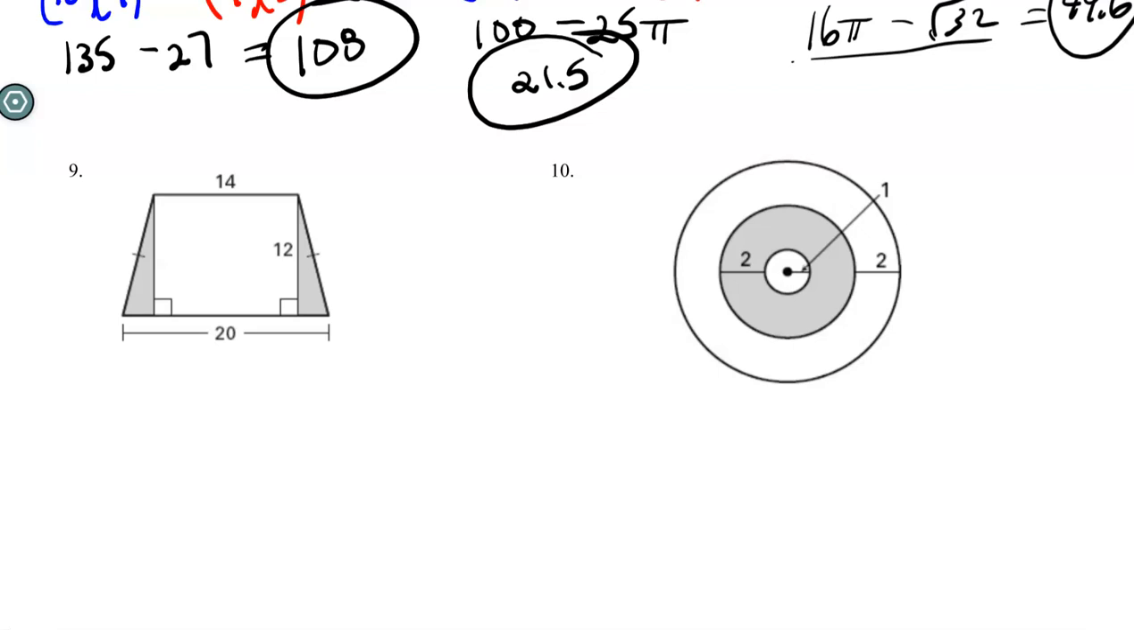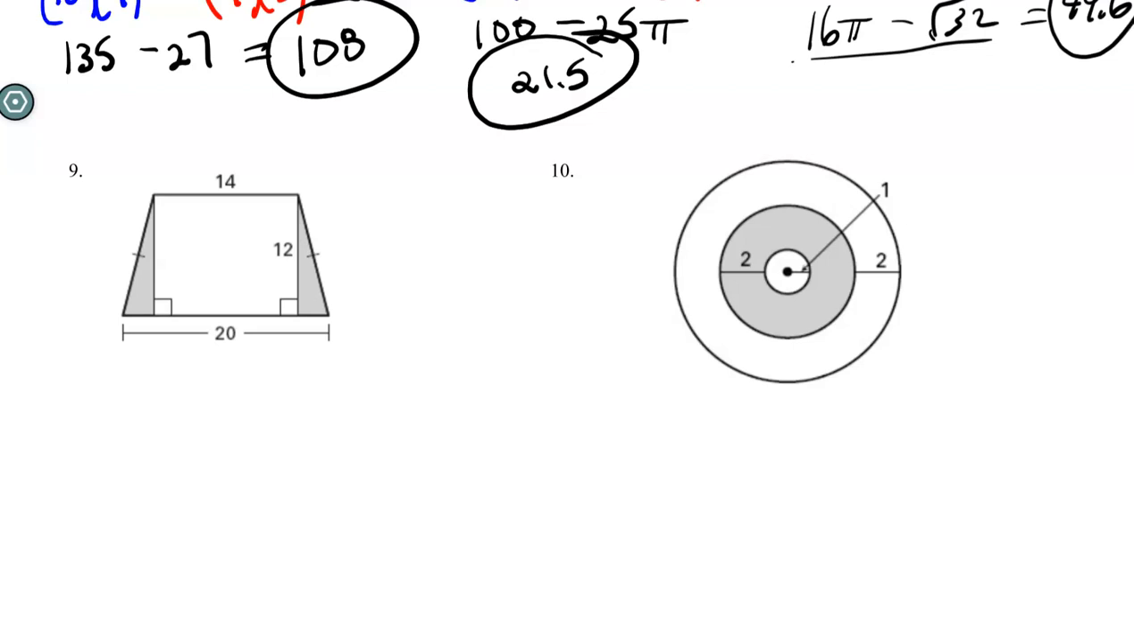All right, last two, number 9. Looking at my basic shapes here, I want those two triangles. Couple different ways we could go about that. We could just find the area of the two triangles. We also could do a trapezoid minus a rectangle. I think I'm just going to go after the triangles here, because if I look at this, this top part is 14 and this bottom part is 20. So that's a difference of 6. And I need to split that up between these two triangles.